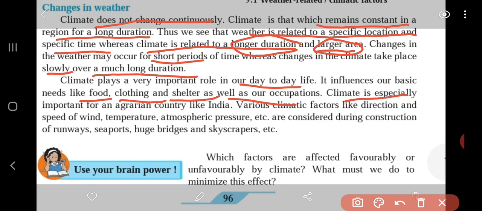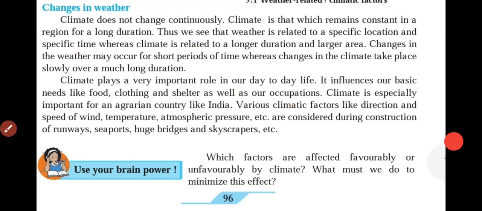So climate is especially important for an agrarian country like India. In our country, which is an agrarian country, agrarian means our country's economy is totally dependent on agriculture. So climate has been playing a very important role since long in our country. Since time immemorial our country has been based on agriculture, and agricultural practice watches which climate is about to come, so which crop is to be sown in the field by the farmers. All these things are decided on the basis of climatic factors.